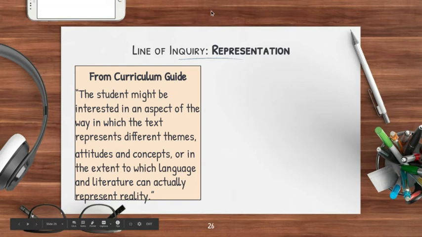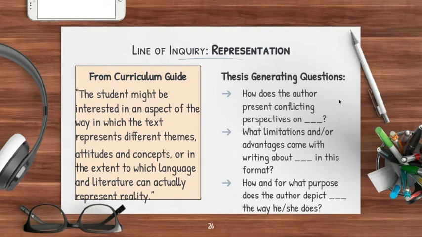And then the last line of inquiry is representation. So the student might be interested in an aspect of the way in which the text represents different themes, attitudes, and concepts, or on the extent to which language and literature can actually represent reality. Right? Again, this is one that kind of requires that you do a little thinking, and they all require thinking, but you may need to ask yourself some key questions to generate a thesis.